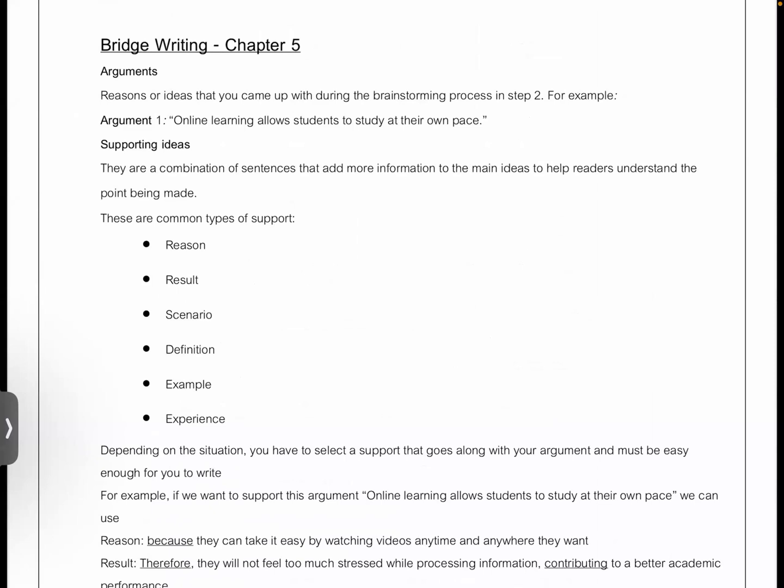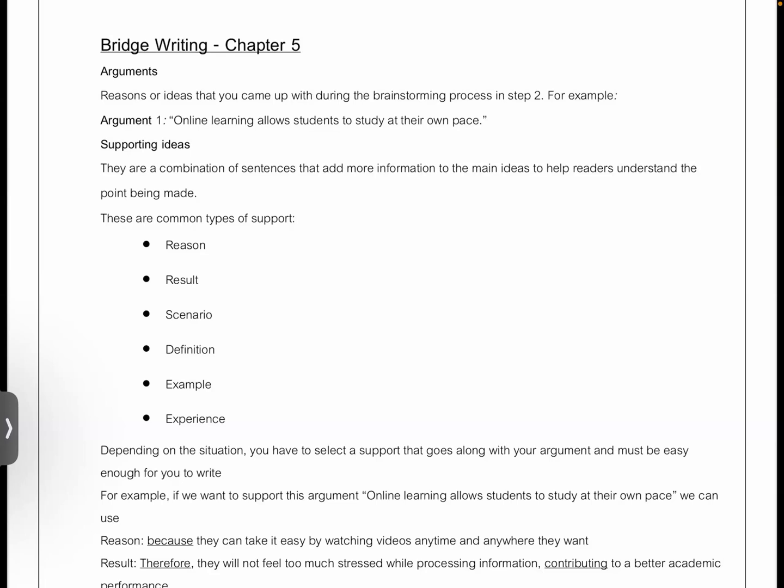So how do we extend this idea? How do we explain this idea? Okay, so you need different types of support to extend this idea. Now, the types of support are as follows. We can use reason, result, scenario, definition, example, and experience.